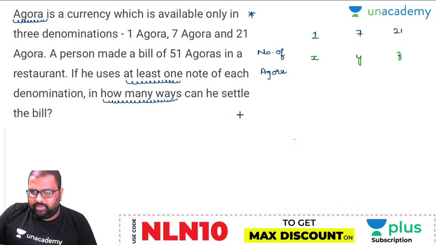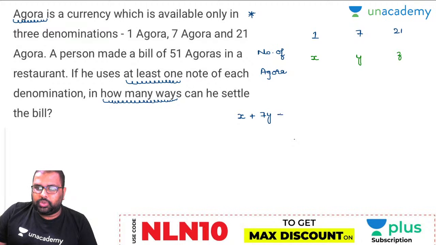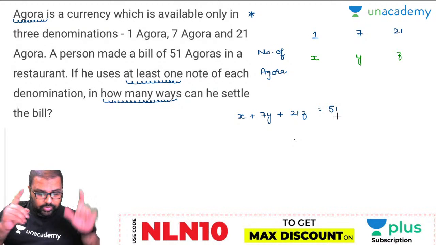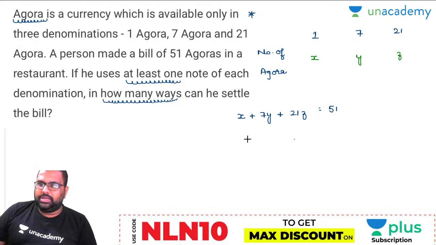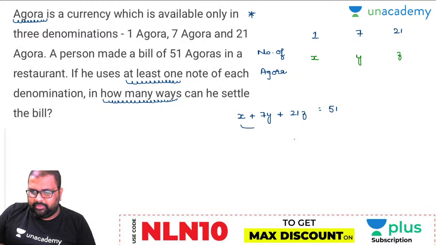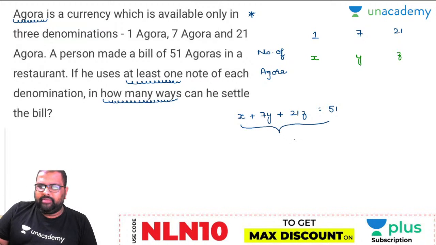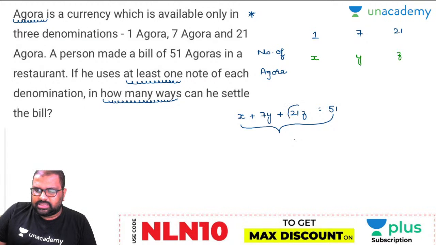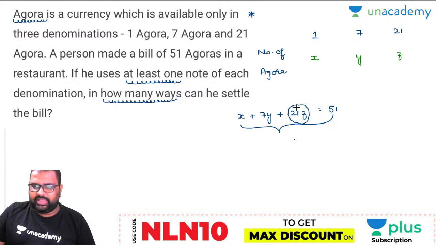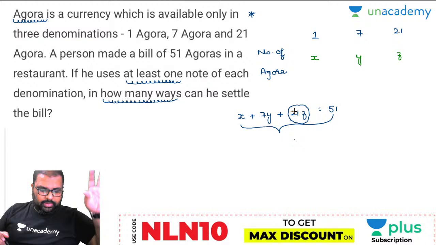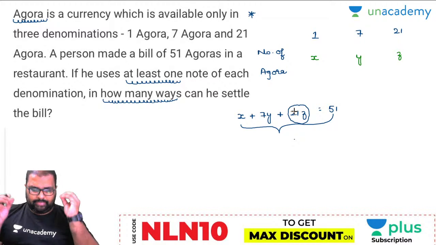Now your equation will be x into 1 will be number of 1 Agoras, 7 into y will be total value of 7 Agoras, 21 into z will be total value of 21 Agoras, which is equal to 51. Now, how you will start this question is the major task. Those who have very good presence of mind, as 21z is the highest number, they will start from here. They will not start with x. If you start with x, you will get many possibilities, then you will get confused. Now this is the best way.